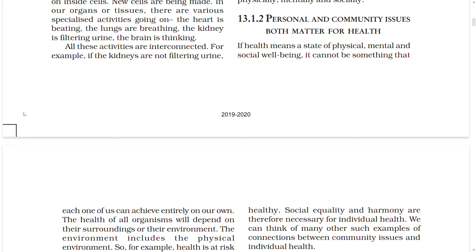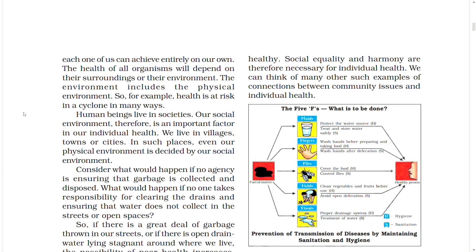13.1.2. Personal and community issues both matter for health. If health means a state of physical, mental, and social well-being, it cannot be something that each one of us can achieve entirely on our own. The health of all organisms will depend on their surroundings or their environment. The environment includes the physical environment. So, for example, health is at risk in a cyclone in many ways.